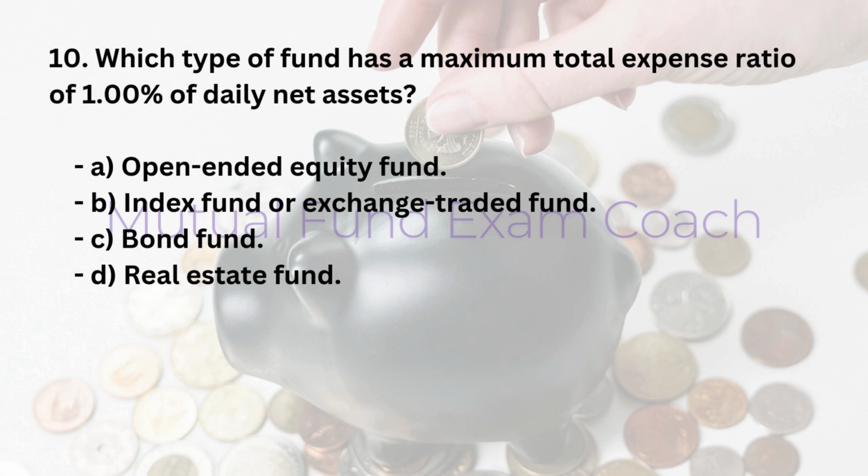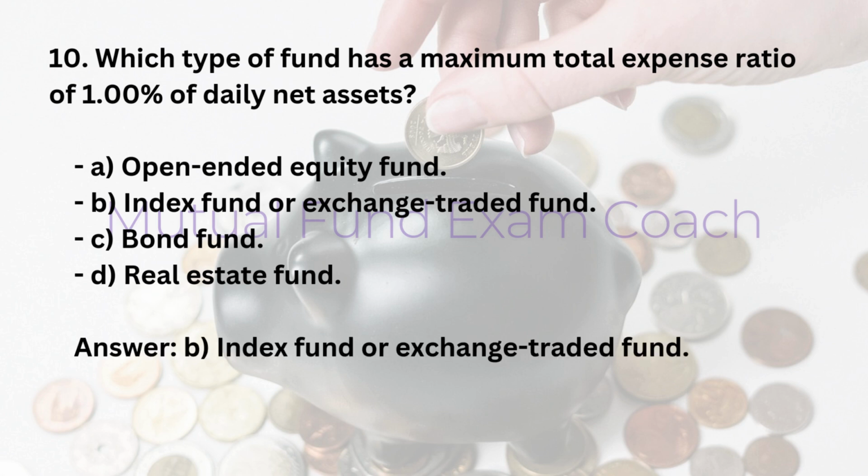10. Which type of fund has a maximum total expense ratio of 1% of daily net assets? A. Open-ended equity fund. B. Index fund or exchange traded fund. C. Bond fund. D. Real estate fund. Answer: B. Index fund or exchange traded fund.